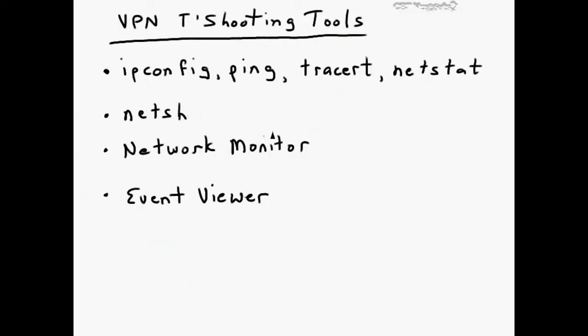VPN troubleshooting tools. As a desktop support technician, your task is going to be, more often than not, to help the user on the client side of the VPN connection establish a connection to the corporate VPN server and make sure that that doesn't fail. Some of the more common first-party troubleshooting tools we've already looked at. IPconfig to verify which IP addresses the client is using. Now you'll notice I said addresses.